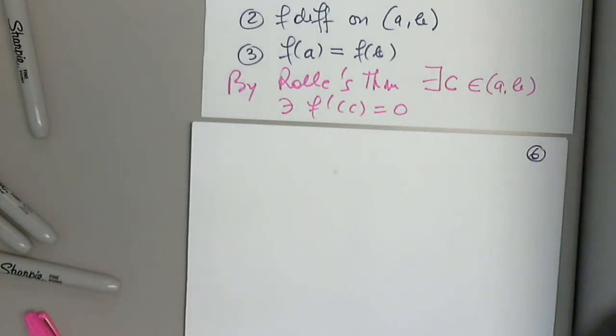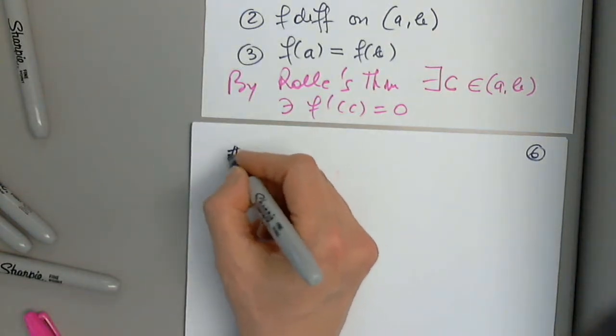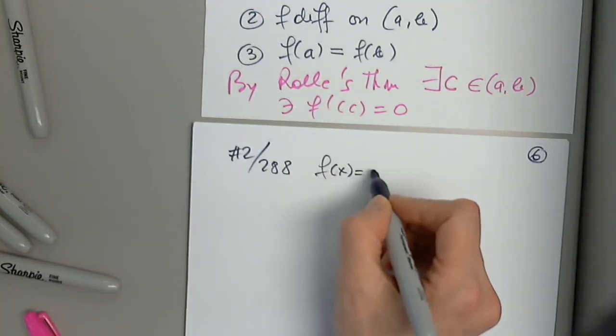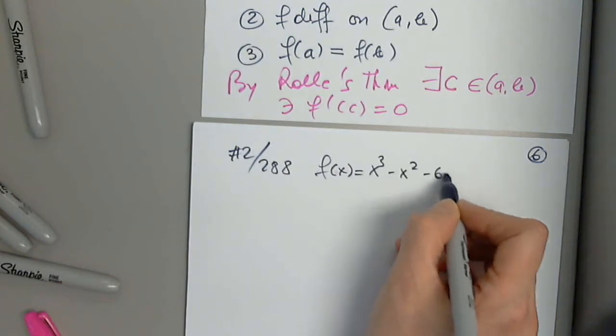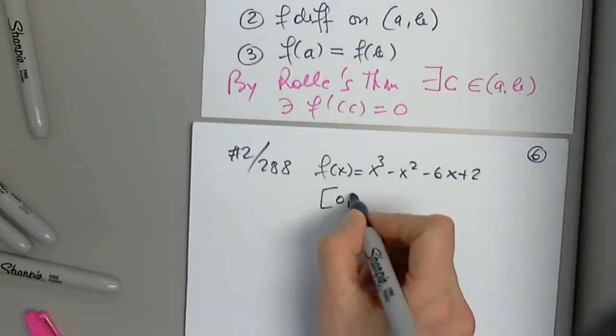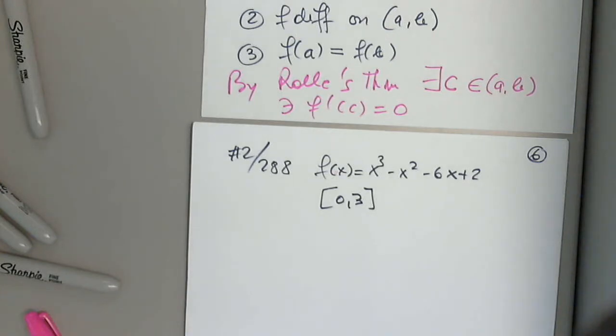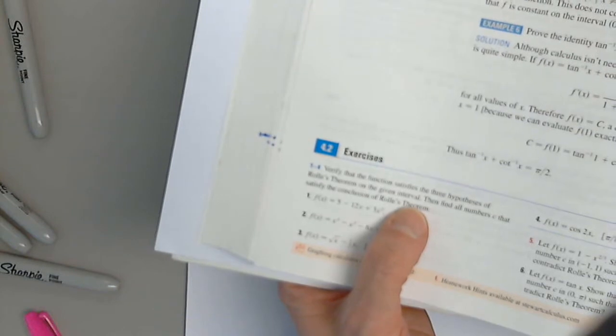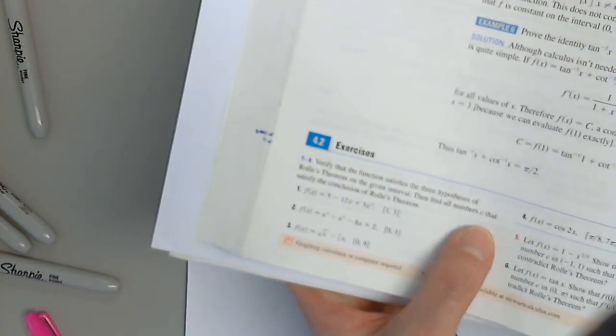Good. So let's look at an example. On page 288, problem 2, we are given the function f of x equals x cubed minus x squared minus 6x plus 2, and we are given the interval [0, 3]. Let's read the question. Verify that the function satisfies the three hypotheses of Rolle's theorem on the given interval. Then find all numbers c that satisfy the conclusion of Rolle's theorem.